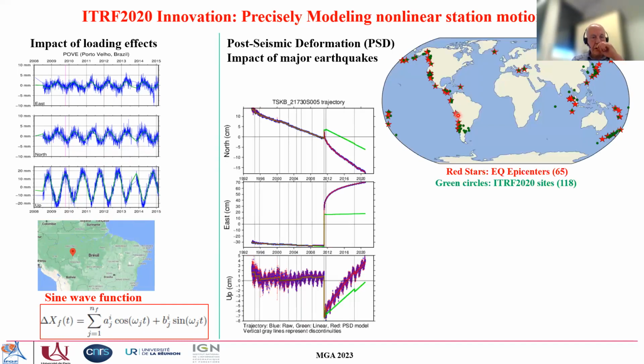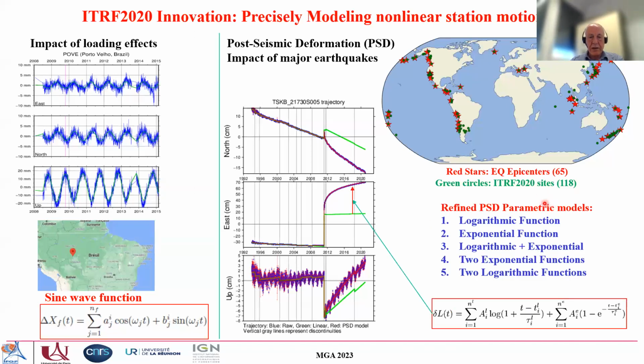And post-seismic: for sites that are impacted by post-seismic deformation, here the map shows you the location of 65 epicenters that impacted 118 IHRF 2020 sites. And we modeled that using parametric models: logarithmic function, exponential function, the combination of two, or two exponential or two logarithmic.